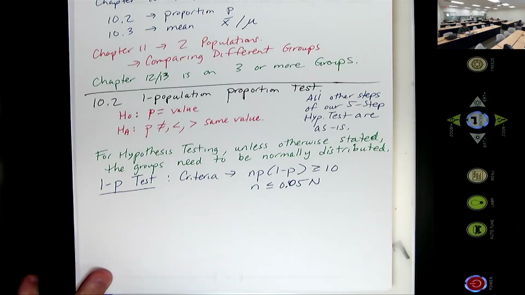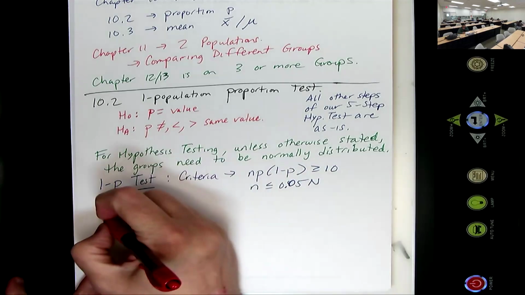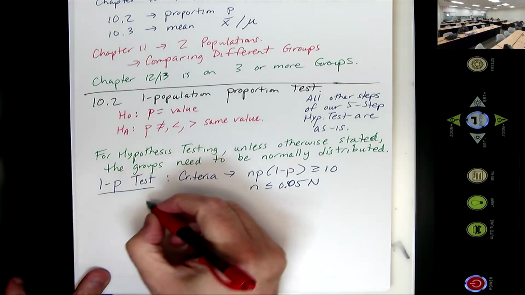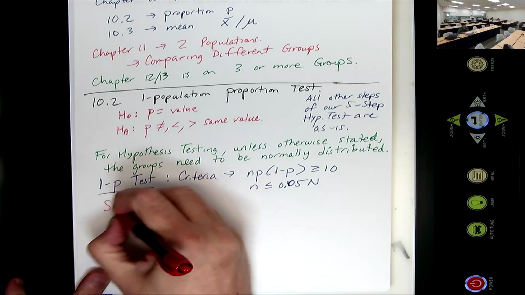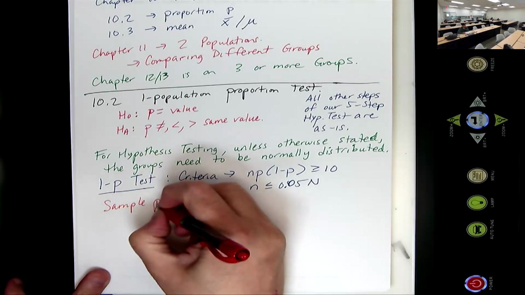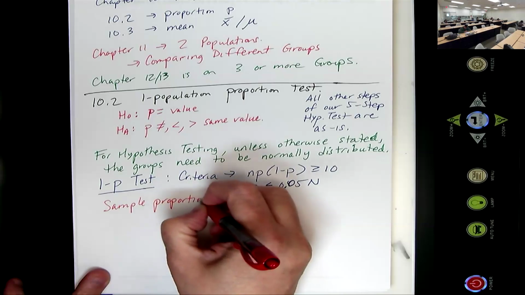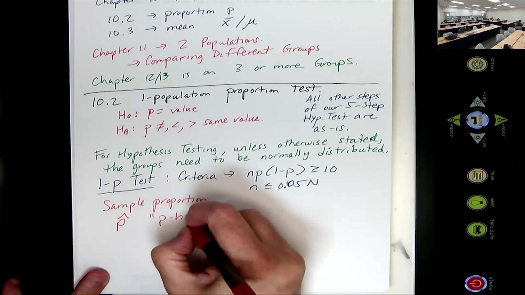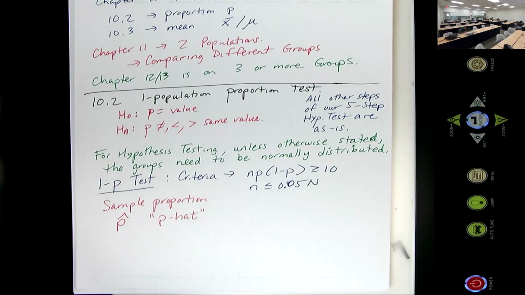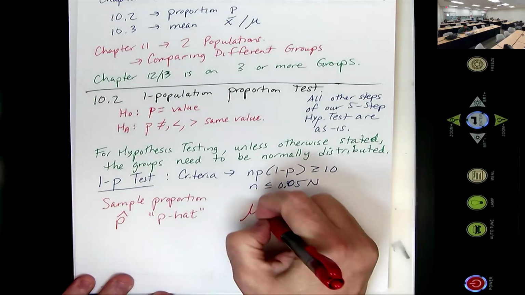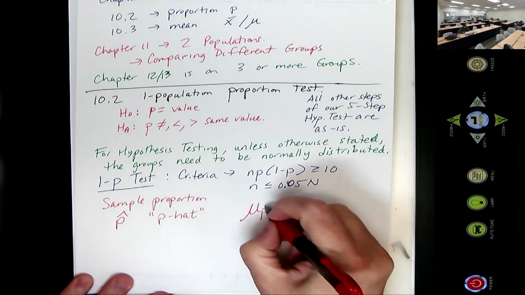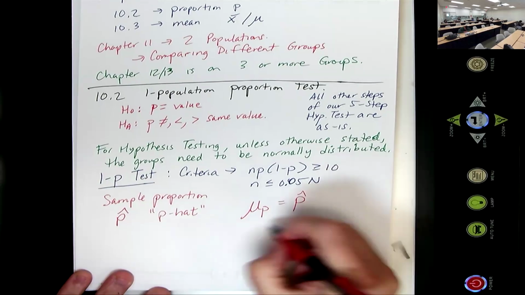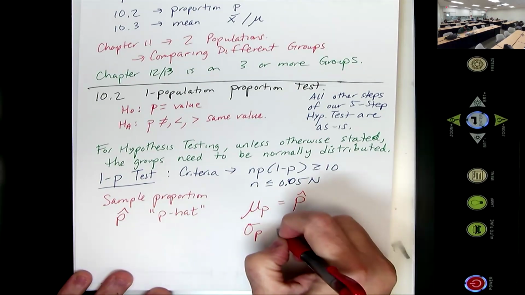And like we talked about during confidence intervals, we don't know the proportion of the entire population unless we survey them. But we will use the proportion for the sample. Sample proportion goes by p hat. And that will be what we use for our mean and standard deviation.